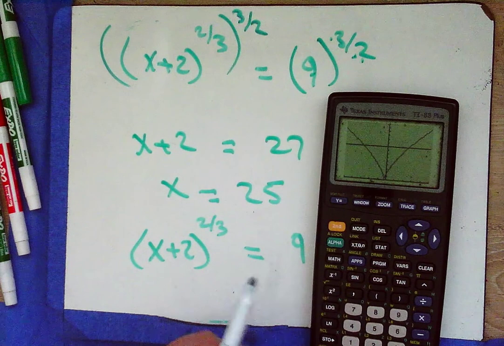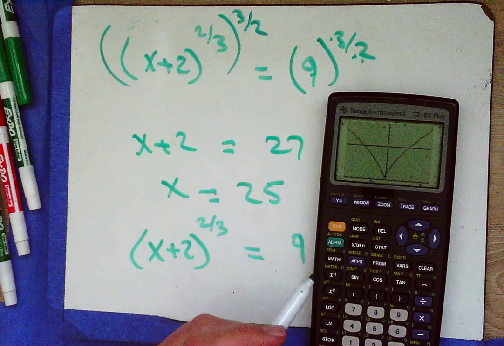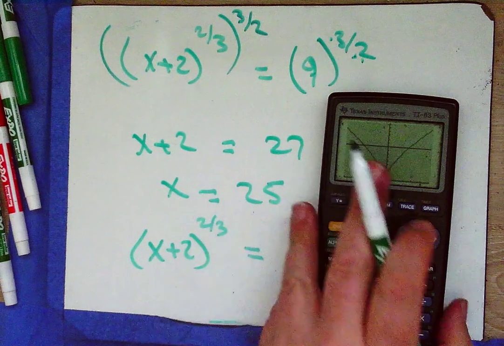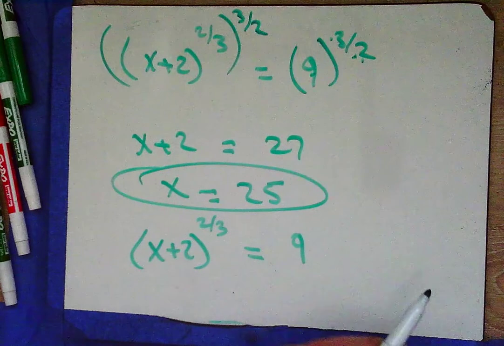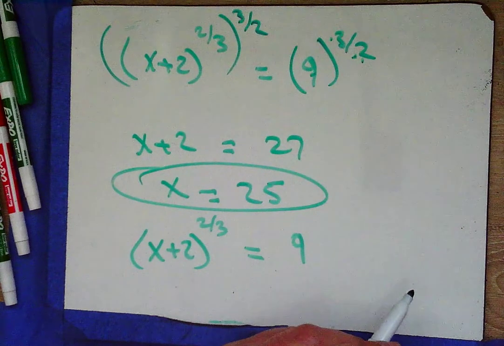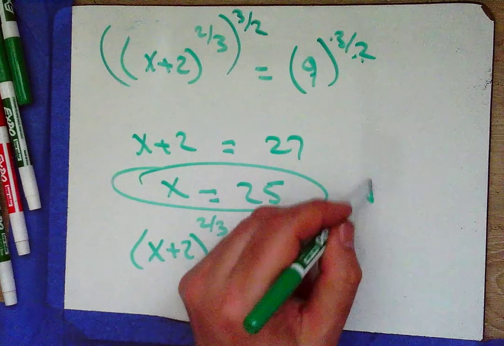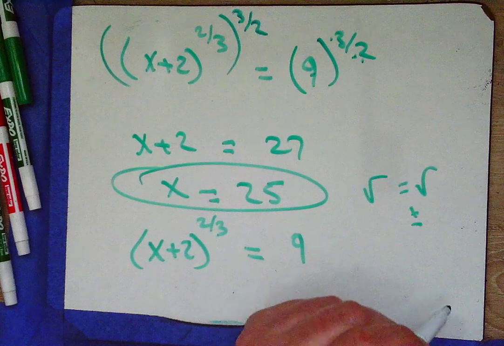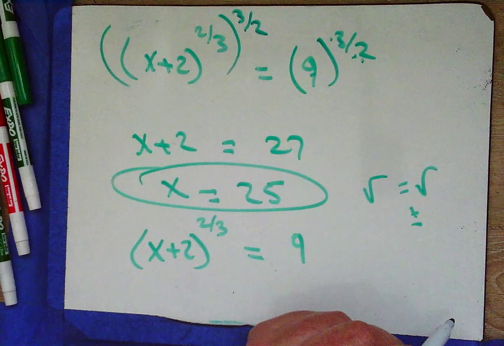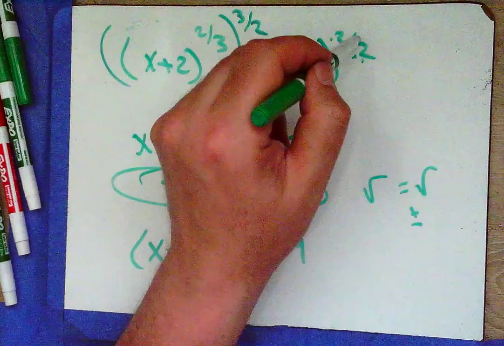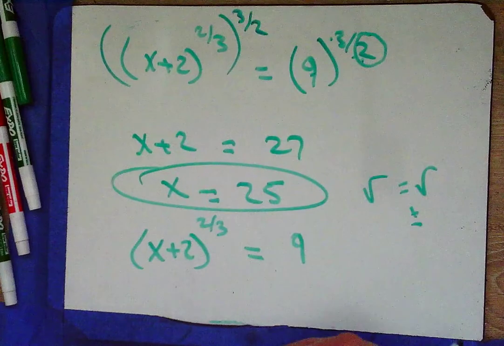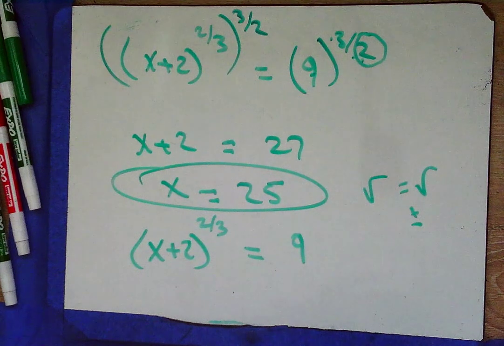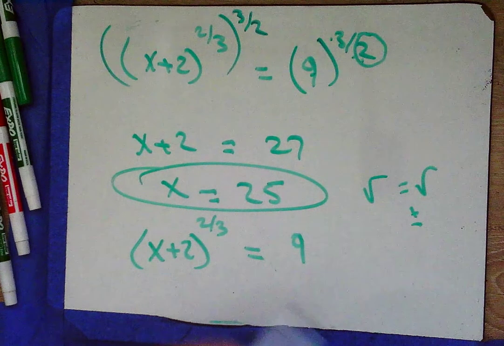Okay, remember, we're looking for points of intersection. How many do you see? 1, 2. How many did we have? Only 1. How come? Because when you take the square root of both sides, you're supposed to remember the plus and minus. But I didn't take the square root of both sides. See that? That's you taking the square root of both sides. You're raising both sides to the 1/2 power.